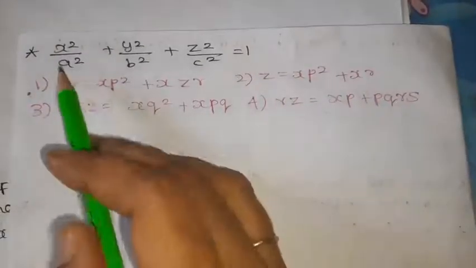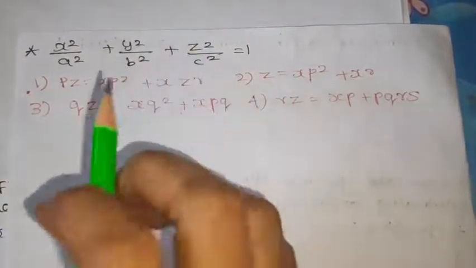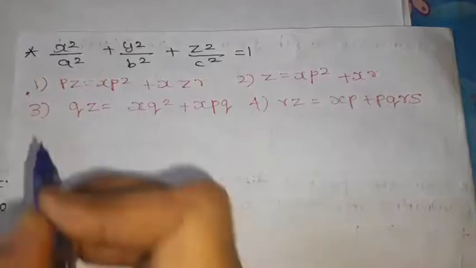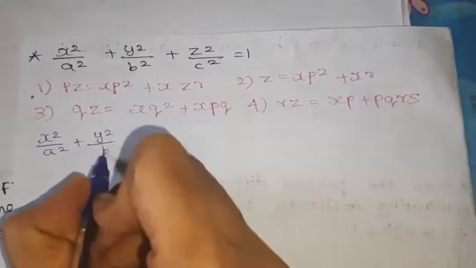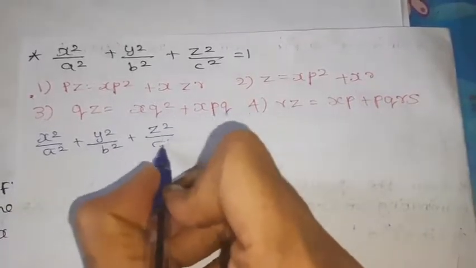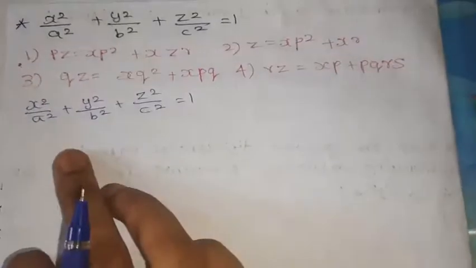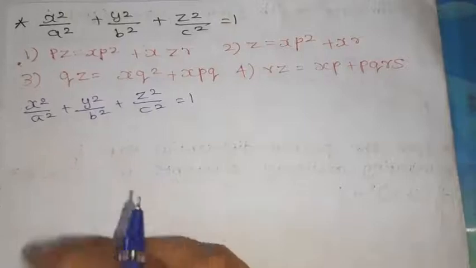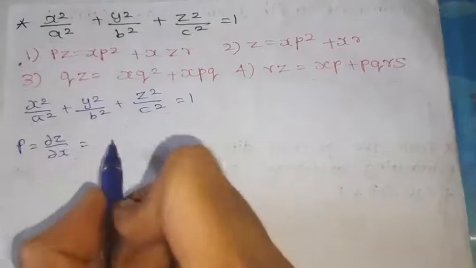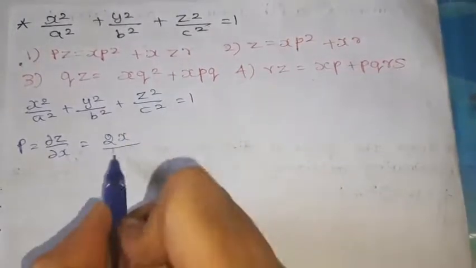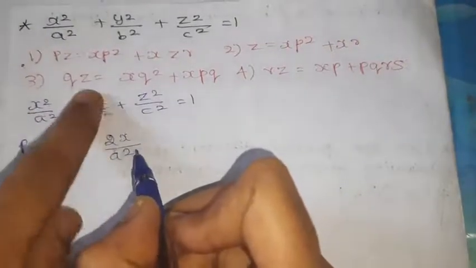What is given? The given equation is x squared by a squared plus y squared by b squared plus z squared by c squared equal to 1. So now what we need to do? We need to partially differentiate with respect to x. So p equal to dou z by dou x, 2x by a squared, right? 2x by a squared. This term won't come.